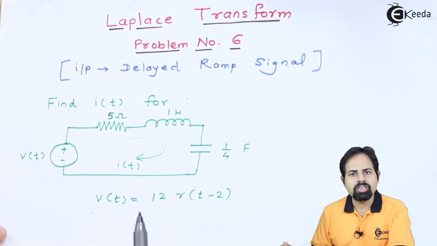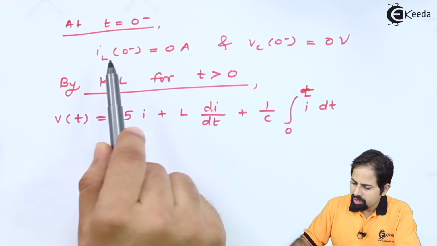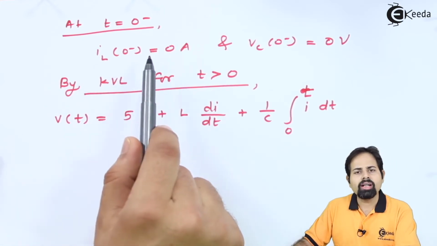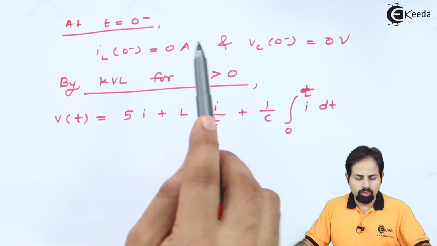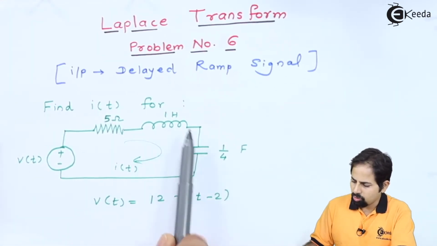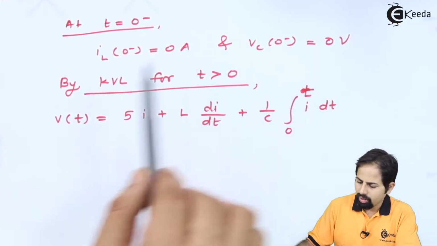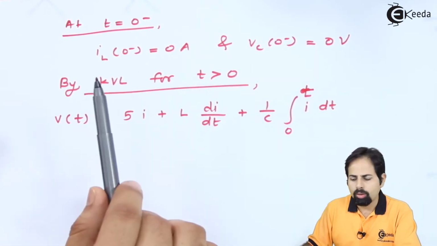So let's write the conditions for t equal to 0 minus. At t equal to 0 minus, you can see the initial current across inductor and initial voltage across the capacitor. As you can see, no initial conditions are given, so both are 0. So I have written both to be 0. Then it is all about initial conditions.